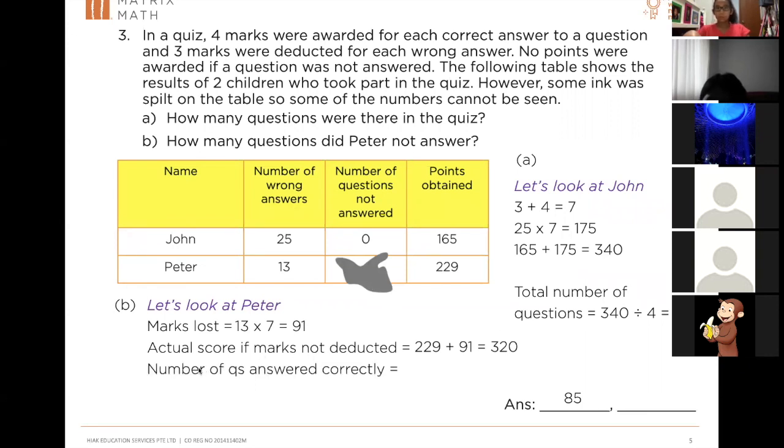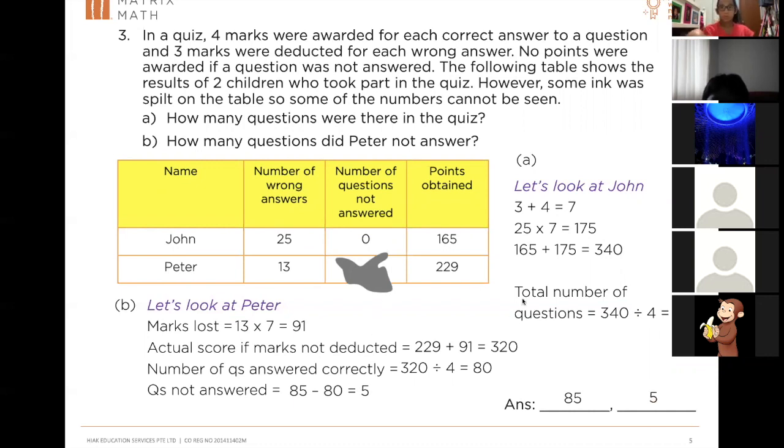So let's see. The number of questions answered correctly will be 320 divided by 4. There are 80 questions he answered correctly. So if I use 85 minus 80, I get 5. And 5 will be the questions that Peter didn't answer.